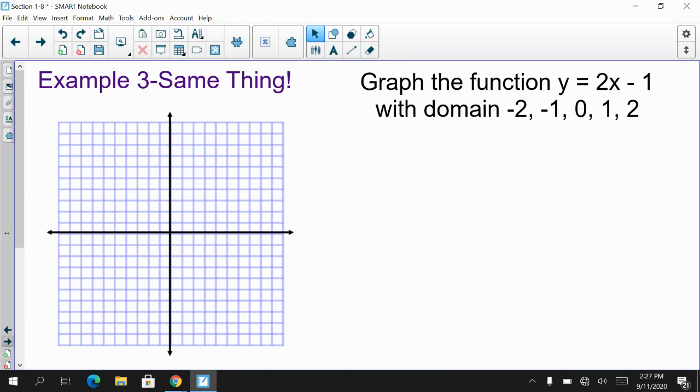All right, same thing. Go ahead, pause this video. You guys try this one on your own. Go ahead and pause, make a table, start with that domain, plug them into the x values, use your calculator, take your time, and graph these 5 points, 5 coordinates. Ready? Go.